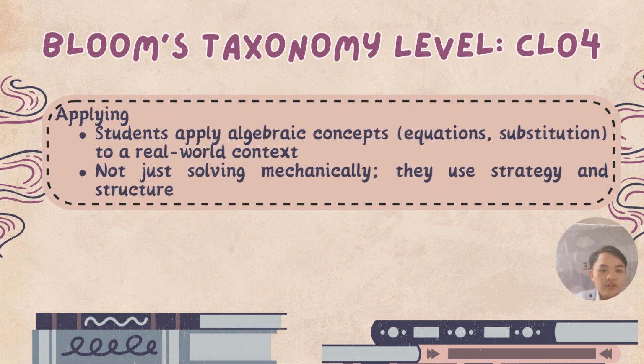This question involves the Bloom's taxonomy level CL4, which is applying. So why is this easy level question CL4? Students can apply algebraic concepts such as equation substitution to a real-world context, like when they try to buy something. It is not just solving mechanically, and they can use strategy and structure to find the final answer.